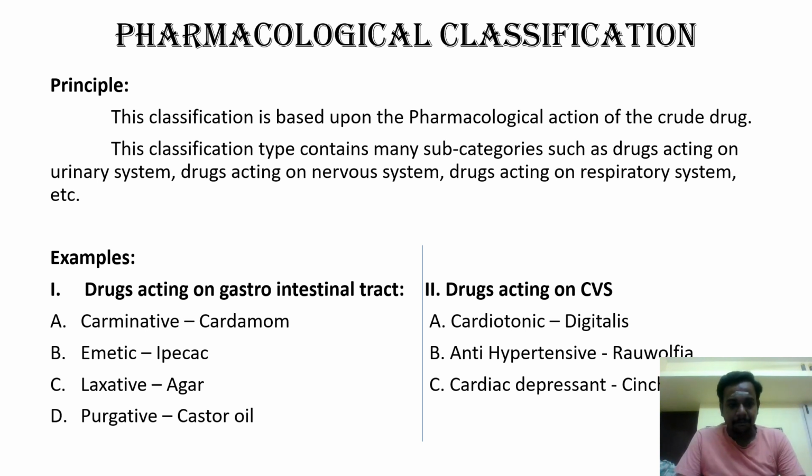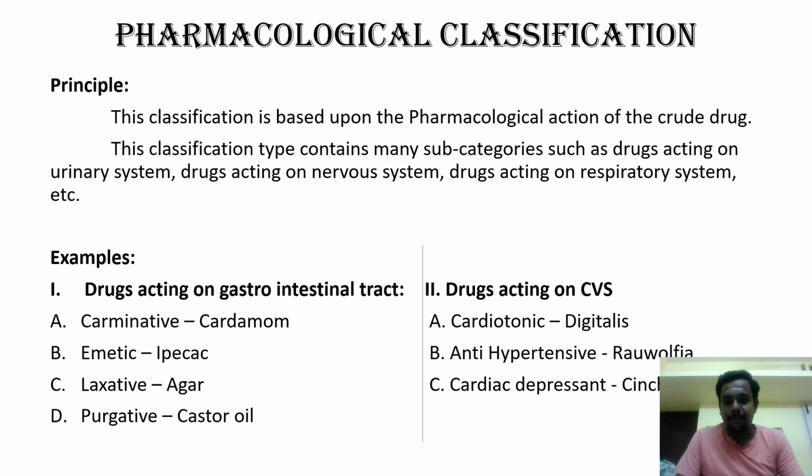And next category, emetic, drugs that induce vomiting. Example, ipecac. Number three, laxative, drugs that relieve constipation. Example, agar. And last category, purgative, which is also going to ease constipation. Example, castor oil. But based on the mechanism of action, laxative drugs are different, whereas purgative drugs are different. Both are going to relieve constipation, but they act in different ways, so we have classified them separately. Okay, so these are the gastrointestinal tract drugs.